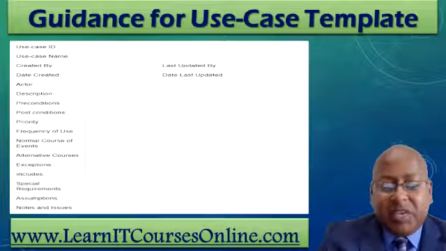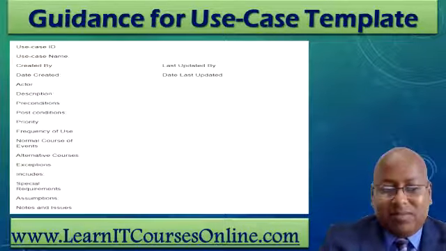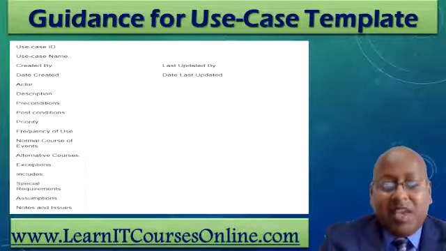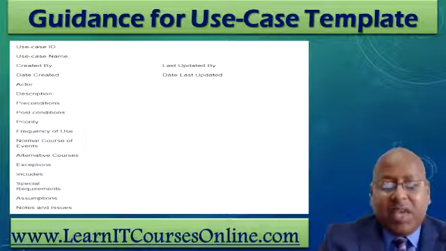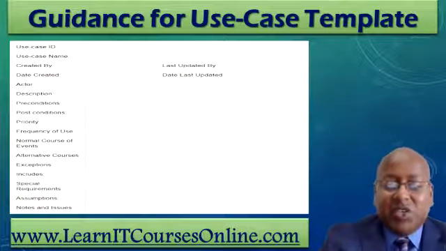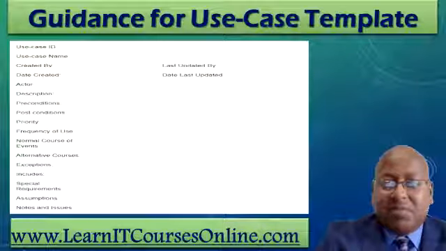The next area is the use case history. Here, we mention the names of the people who are the stakeholders of the use case document. Next item, created by. Supply the name of the person who initially documented the use case. Next, date created. Enter the date in which the use case was initially documented. Last updated by. Supply the name of the person who performed the most recent update to the use case description. And finally, date last updated. Enter the date on which the use case was most recently updated.